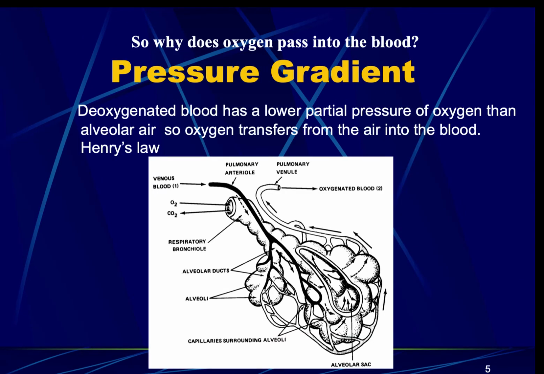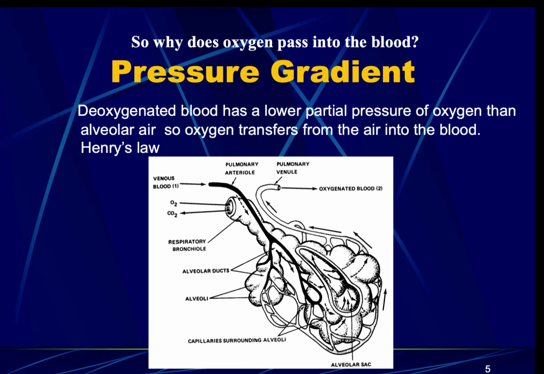Alright, so why does oxygen pass into the blood? Well, basically this is all due to Henry's law. You guys hopefully have already watched your videos on your gas laws. That deoxygenated blood really has a lower partial pressure of oxygen than the alveolar air. This makes oxygen transfer from the air into the blood much easier, just due to that pressure gradient, right? That pressure goes from high to low.